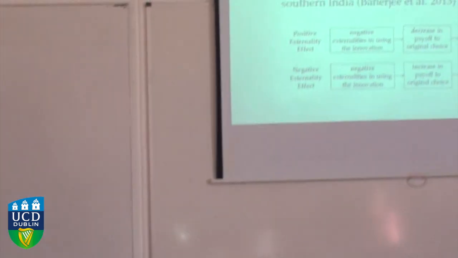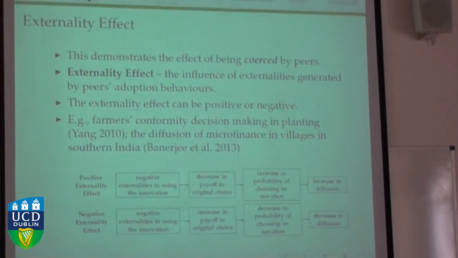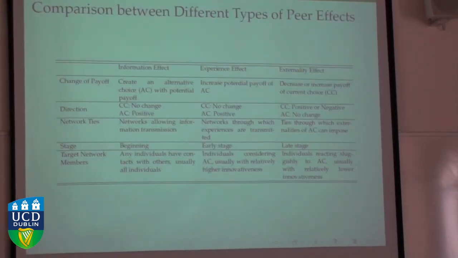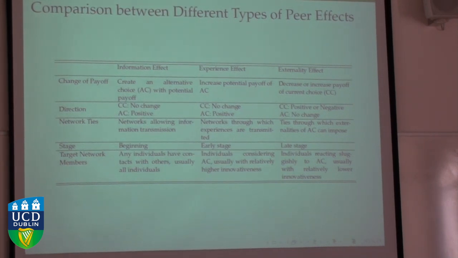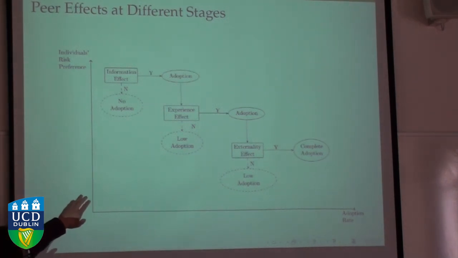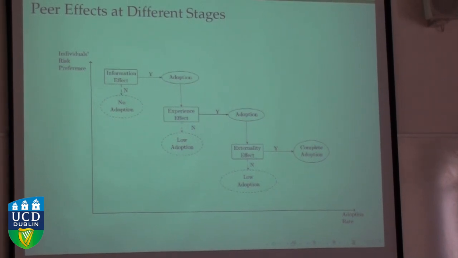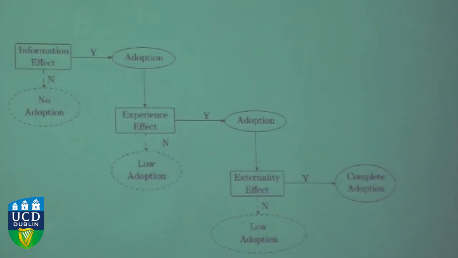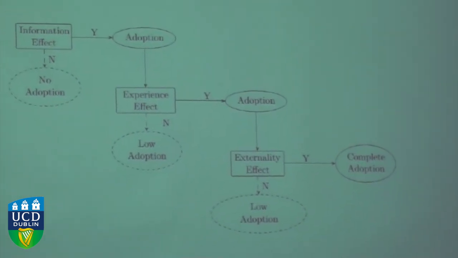So basically, these are the three specific mechanisms we propose for the peer effect, and we also make a comparison between the three types of peer effects. We end up with this diagram, which shows that different types of peer effects occur at different stages of the diffusion process. Information effect occurs at the beginning of the process, and then experience effect occurs at the early stage. Externality effect occurs at the later stage of the diffusion process.